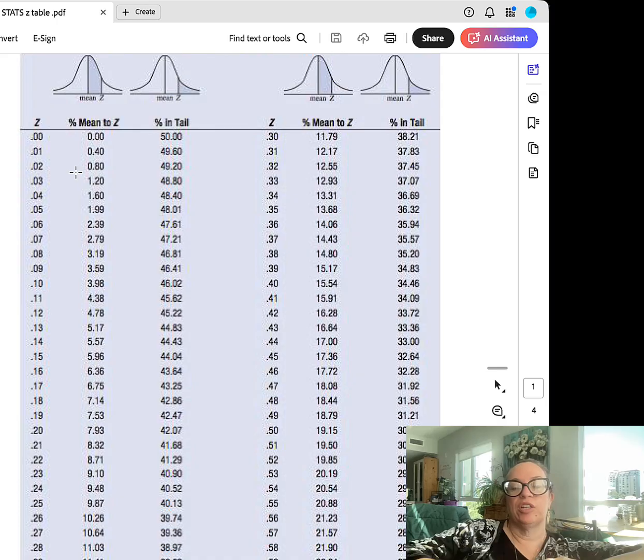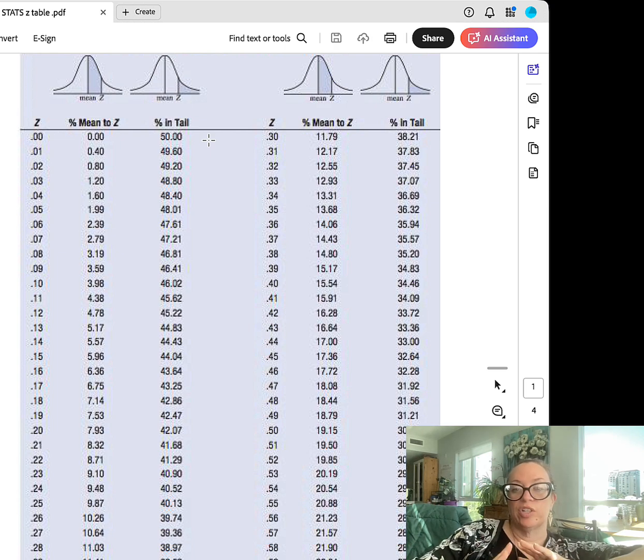So this is the percentage of the distribution that falls between the mean, so z equals 0, and the z-score you're looking at. It's not cumulative, it's just the area in that specific band. The third column is percent in tail. So this is the percentage of the distribution that falls beyond or above the z-score that you're looking at. It's the area in the right tail.